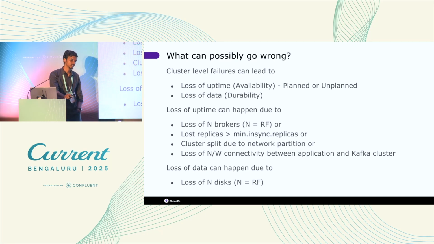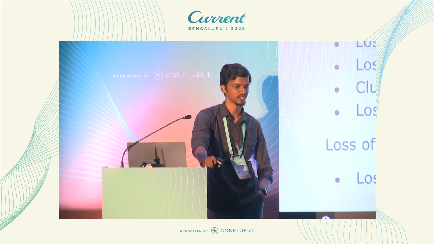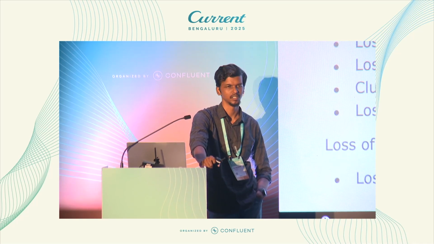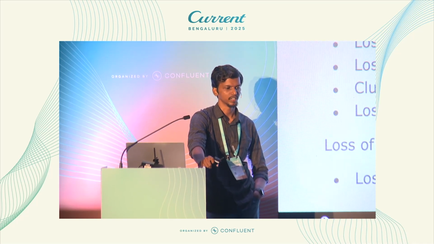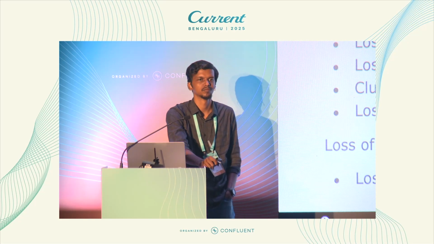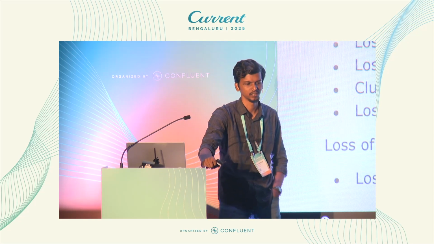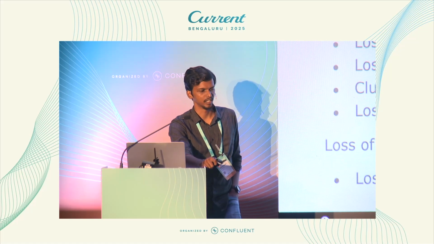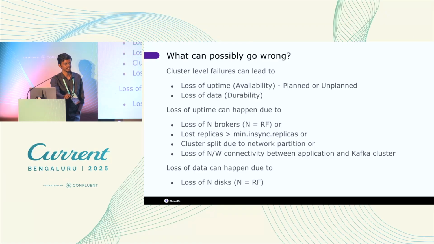So availability loss could happen due to planned or unplanned activity. Loss of uptime can happen for various different reasons. You lose n brokers if you are unfortunate, where n is the replication factor, and you can also lose more than min in-sync replicas, or a cluster split could happen, or there can be a network connectivity loss between the application and Kafka. Loss of data can happen due to loss of n number of disks.